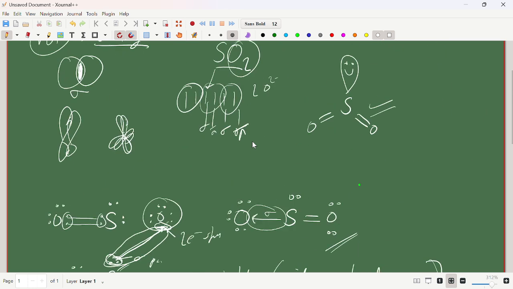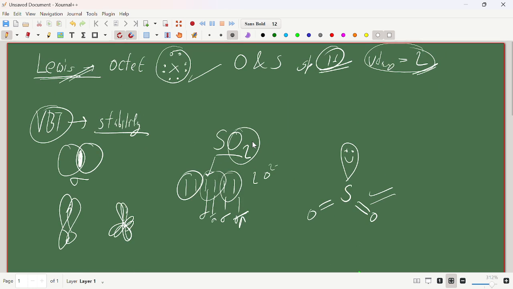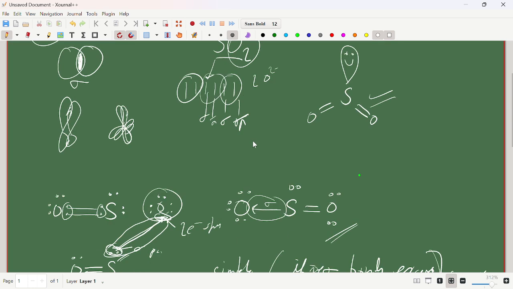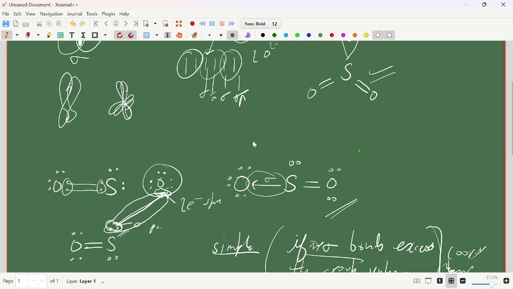Okay, so this is how I can explain coordinate bond at my best. Sharing an electron pair in which both the electrons belong to one of the atoms.